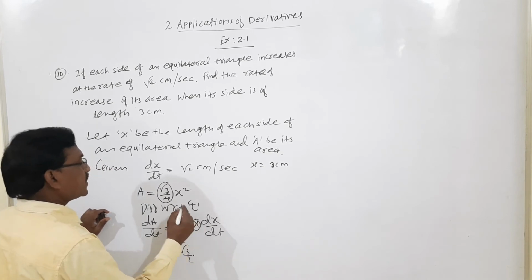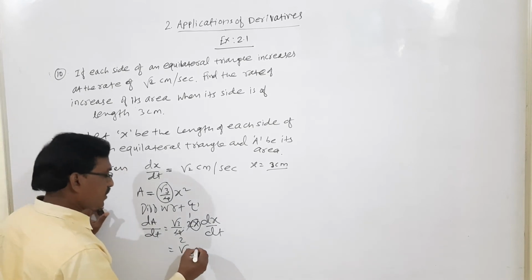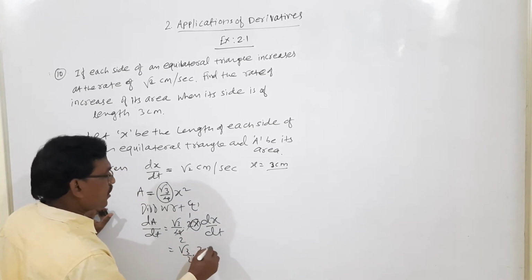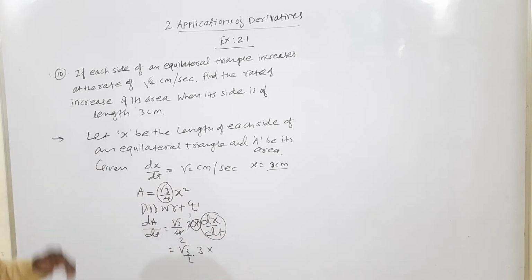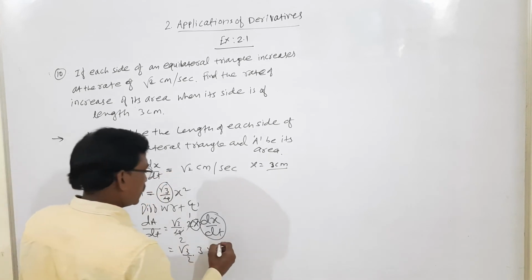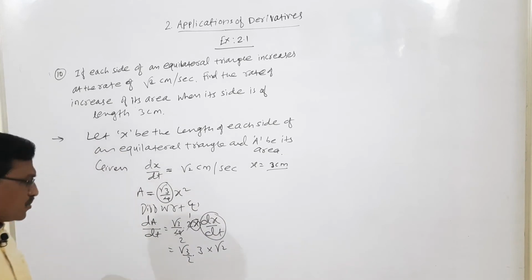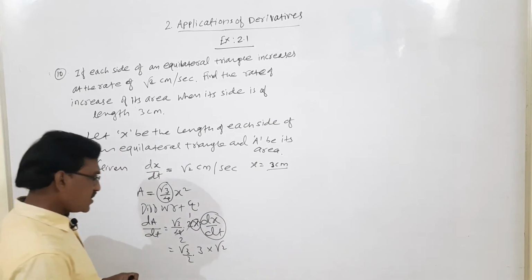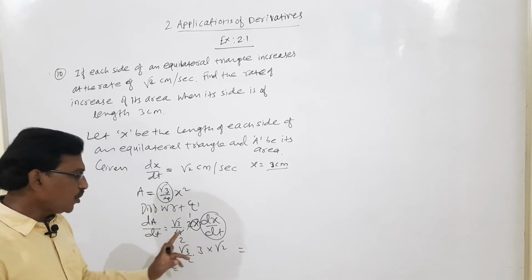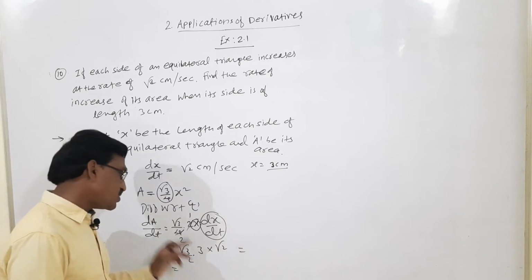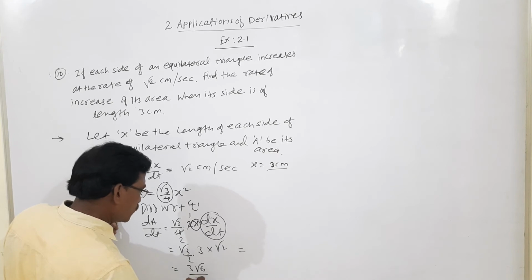x. Here x is 3 centimeters, which is the length of the side of the equilateral triangle, so it is 3 into dx by dt. The increasing rate of this side is √2 centimeter per second. So now we will multiply and simplify this. It gives √2 into √3, which is √6, and 3 into √6 by 2, that is 3√6 by 2.